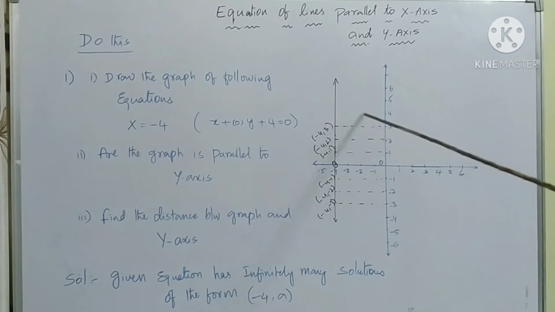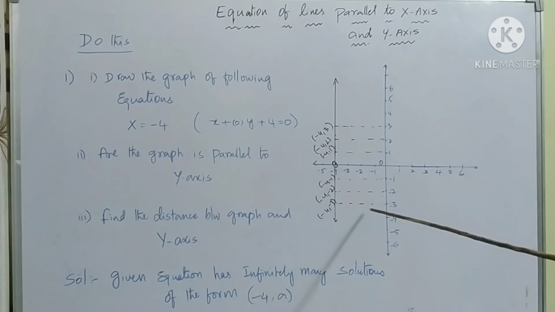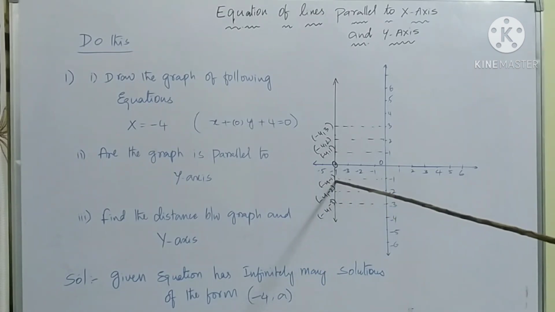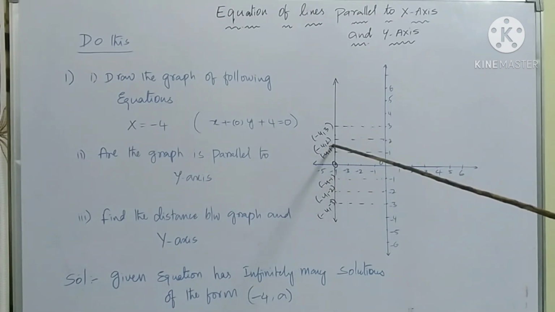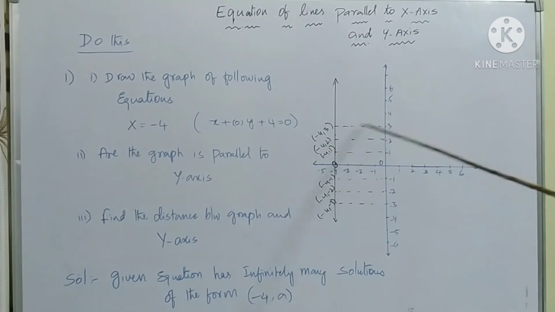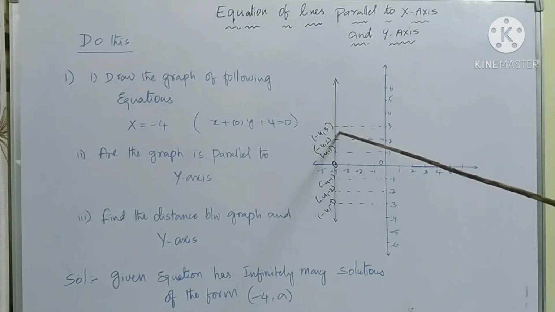3 units, 3 units. It always follows an equal distance from any point on the y axis, that is 3 units. Here also this point to this point is 3 units. Here also this one to this one distance is 3 units. Here also 2 to minus 4 is 3 units. Here also 3 comma minus 4 is 3 units.